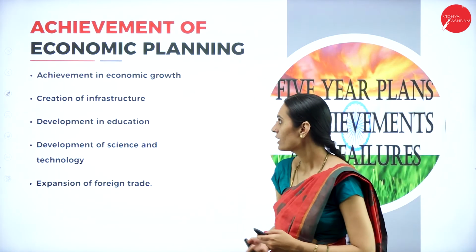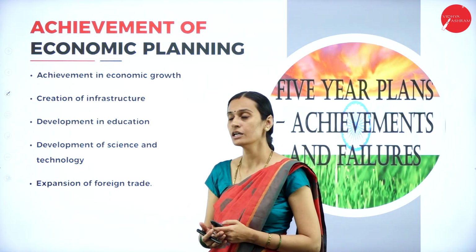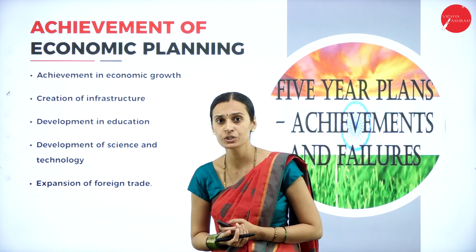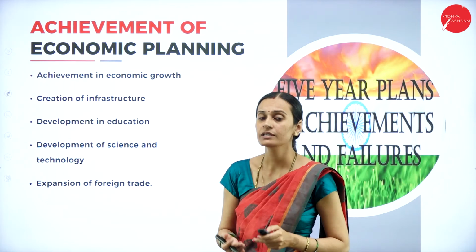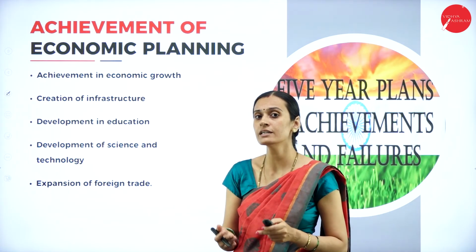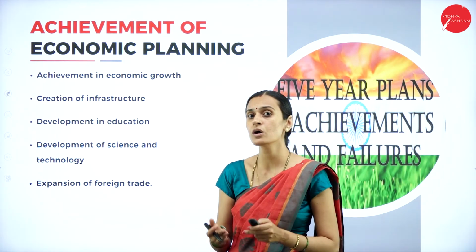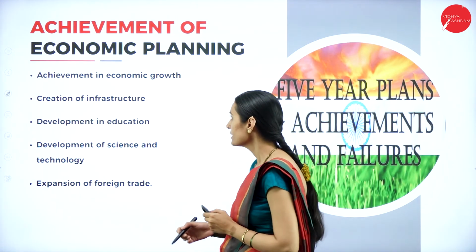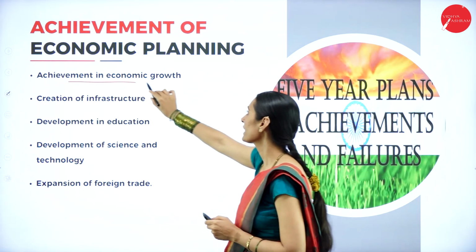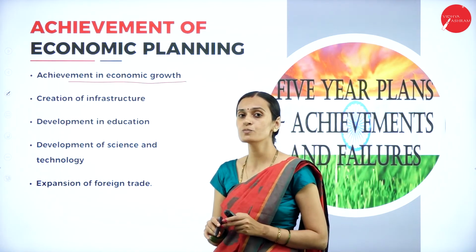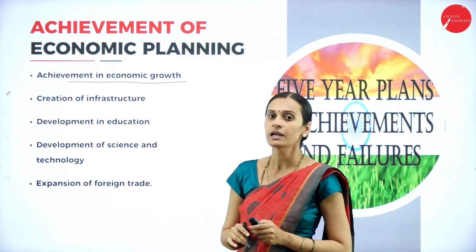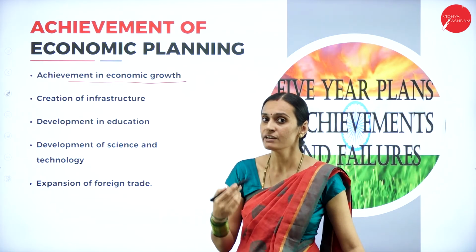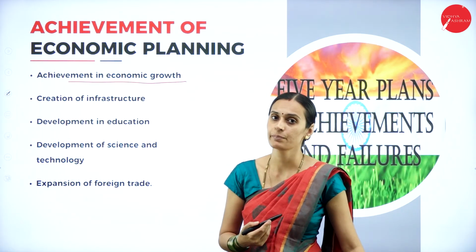Moving forward, the last part of this chapter is the achievements of economic planning. What we have achieved after adopting the plan. It started in 1951, and till 2014 what we have achieved by sector-wise development. Of course, that is the achievement in economic growth. This is the major objective of economic planning. Economic growth means the growth rate was improving from the first 5-year plan to the next 5-year plan.